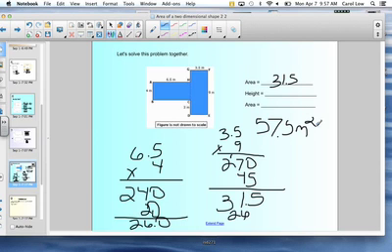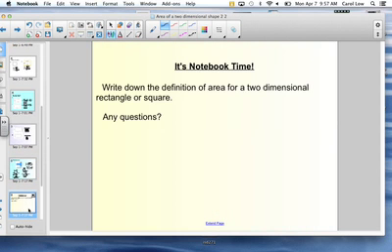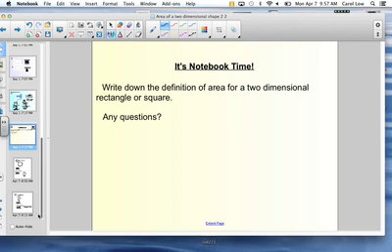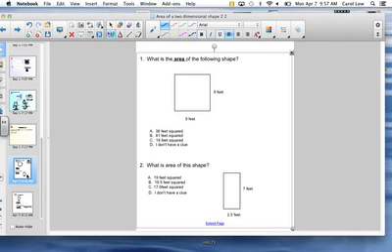Okay, hopefully that made sense to you. The next one, I want you to write down in your notebook a definition of the area for a two-dimensional rectangle or square and any questions that you have. And then we have quiz time. And I'm just going to be quiet and I'm going to let you click to the quiz, write this down, and then click it in on the quiz and write it down.